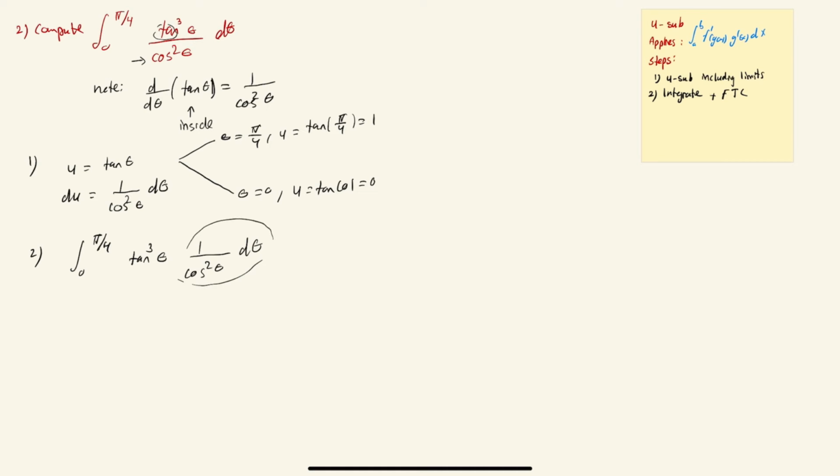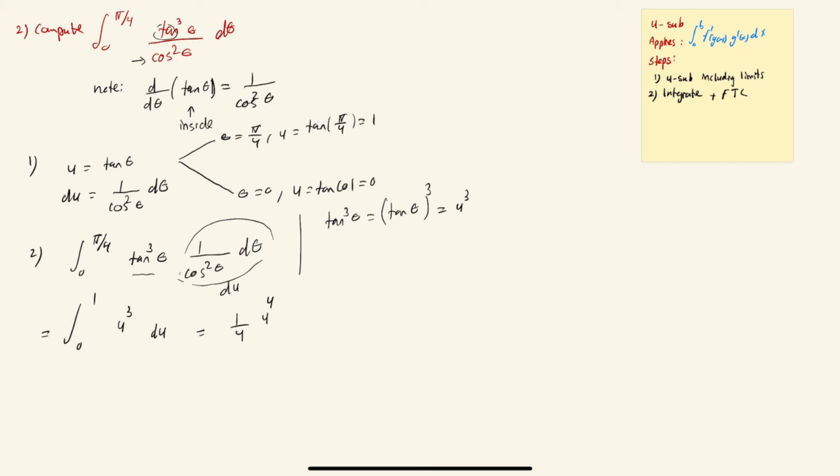Now you can notice clearly that this term is du from the last step, and then tan of theta is u. Notice in here, tan cubed of theta can be written as tan of theta all cubed. This term is going to be equal to u cubed. This is going to be equal to the integral with the new limits 0 and 1 of u cubed du. You can notice now it's way simpler to integrate.